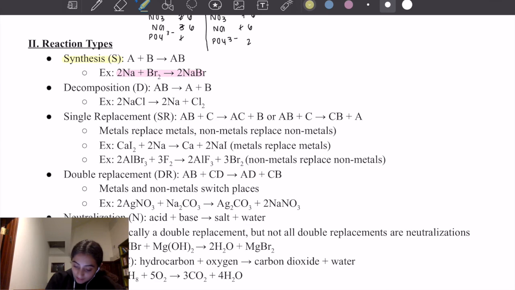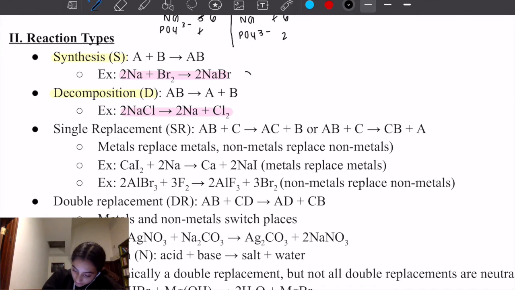Next, we have a decomposition, which is when a compound decomposes into its respective parts, 2 elements, or an element and a polyatomic ion. An example of that would be 2NaCl yields 2Na plus Cl2. And as you can see, these 2 examples are opposite directions. So one is putting 2 things together, the other is decomposing them and taking them apart.